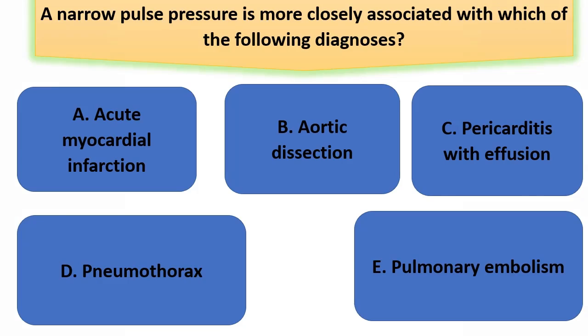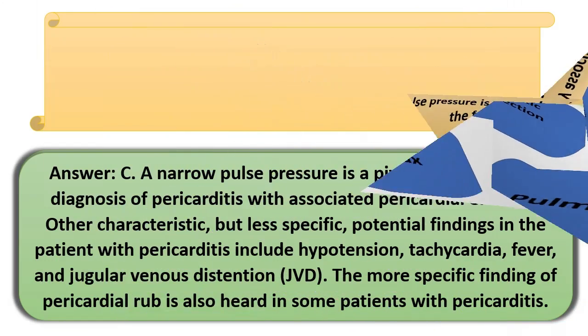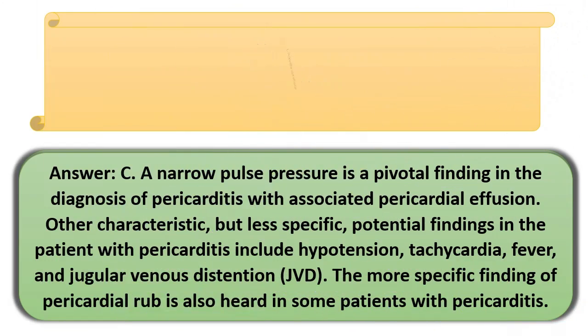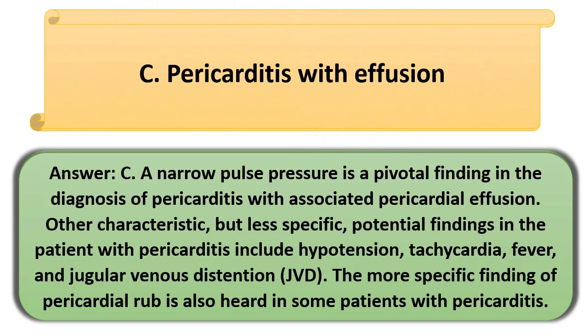Answer is C. A narrow pulse pressure is a pivotal finding in the diagnosis of pericarditis with associated pericardial effusion. Other characteristic, but less specific, potential findings in the patient with pericarditis include hypotension, tachycardia, fever, and jugular venous distension. The more specific finding of pericardial rub is also heard in some patients with pericarditis.